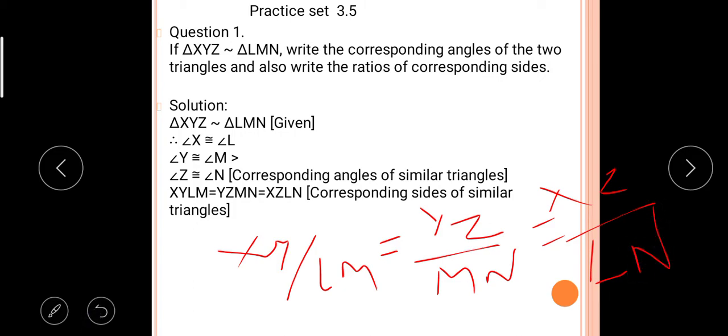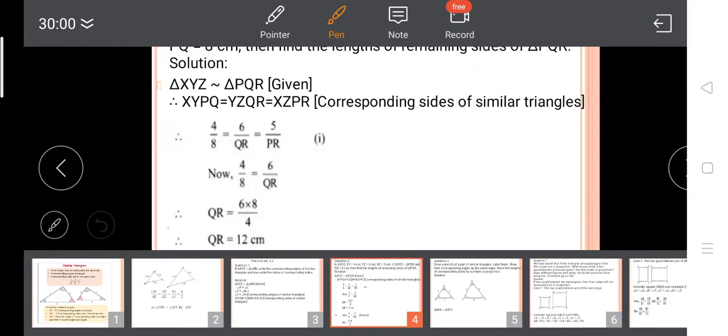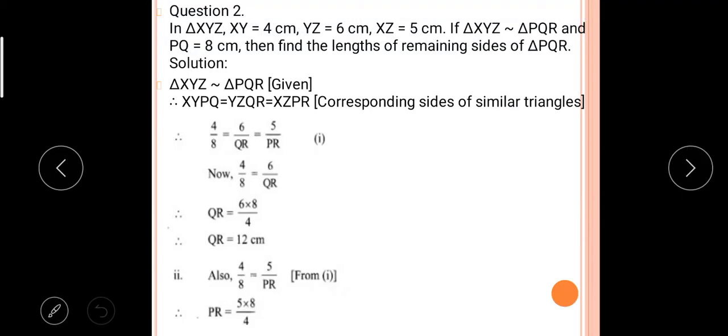And it means that the corresponding sides of similar triangles are in the same ratio. The ratio should be the same. Okay, so similarly, the next question, see.